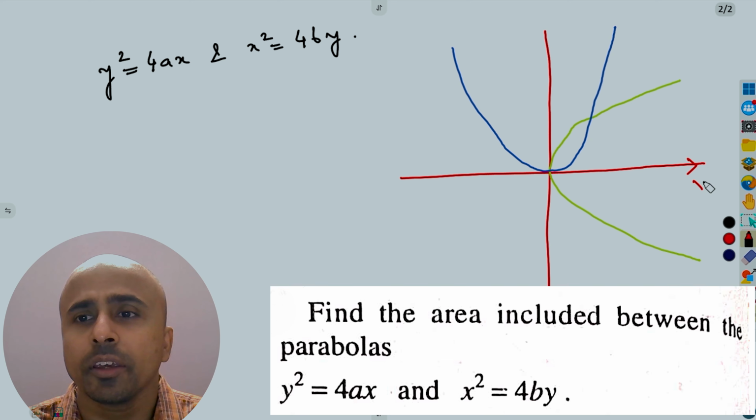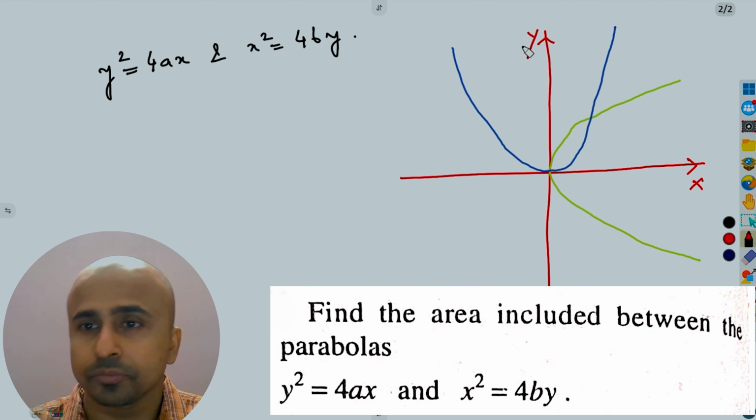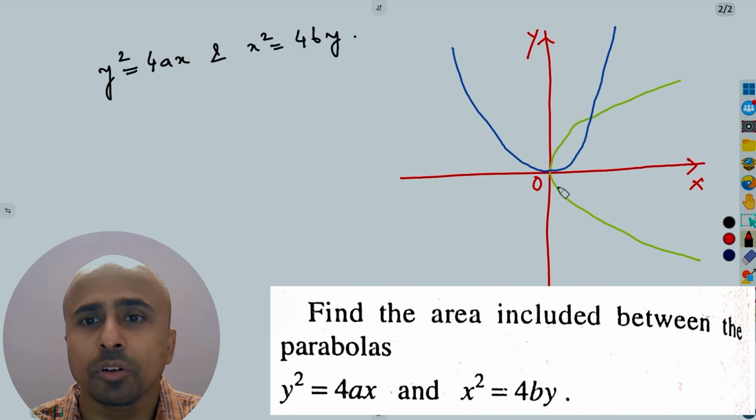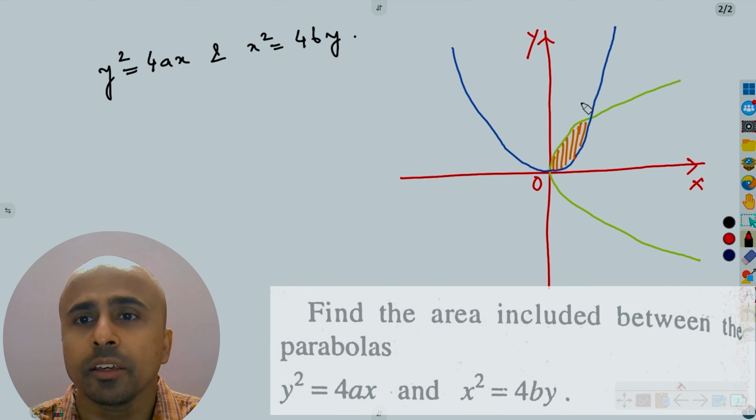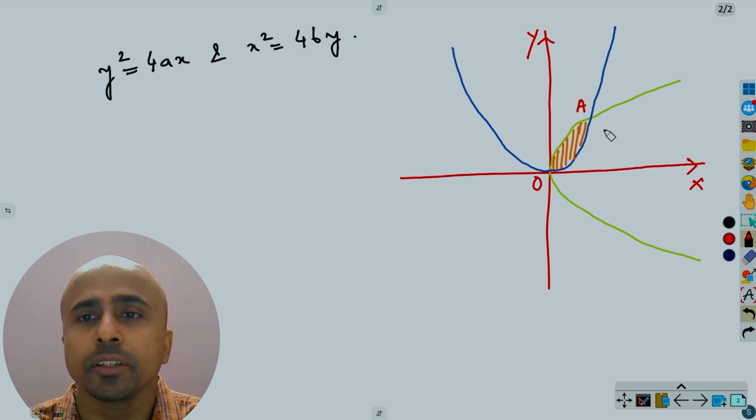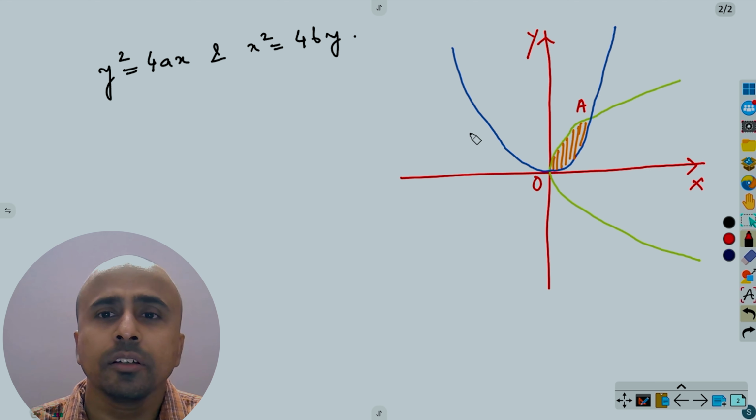This is our x-axis, this is our y-axis, and this is our origin, and we have to evaluate the area between these two curves. Means this region, this orange region. You have to evaluate the area of this orange region. Let's denote this point as A, and let us assume that the coordinate of A is alpha, beta.